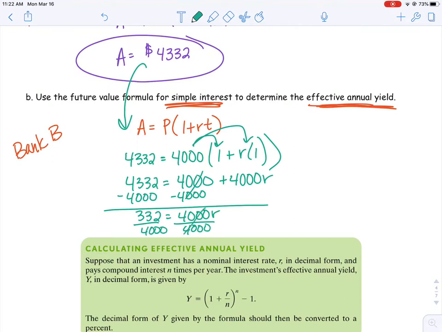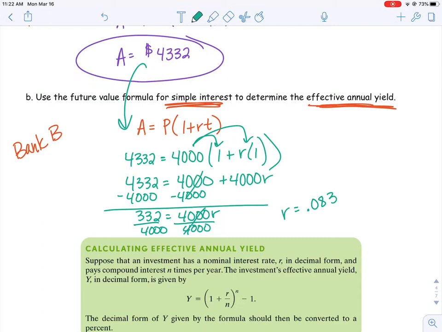And I'm going to divide by 4,000 to isolate that R, to get R by itself. So in my calculator, what's 332 divided by 4,000? I ended up getting 0.083. But remember, this is an interest rate, and interest rates are normally given as percents, but this number that I have is a decimal.